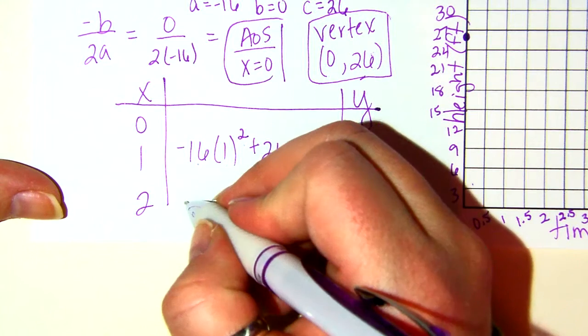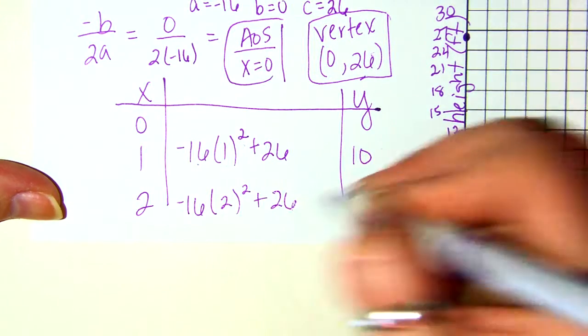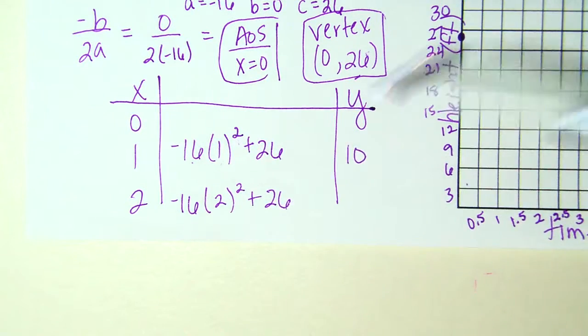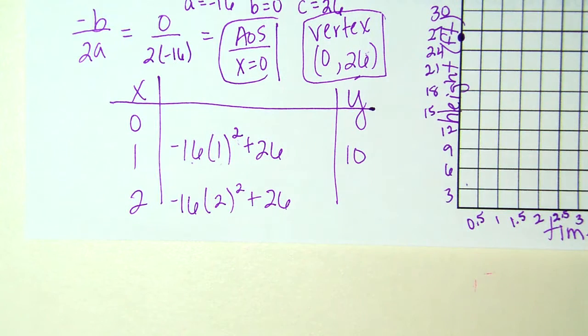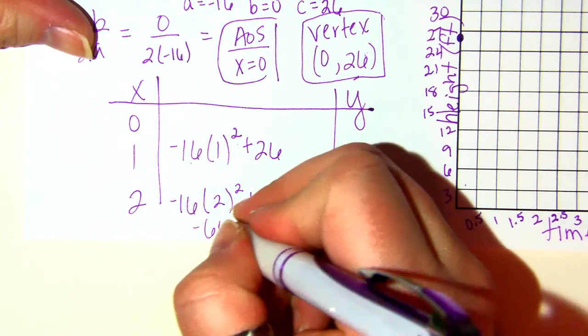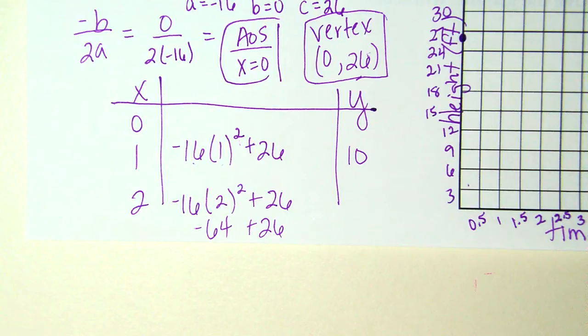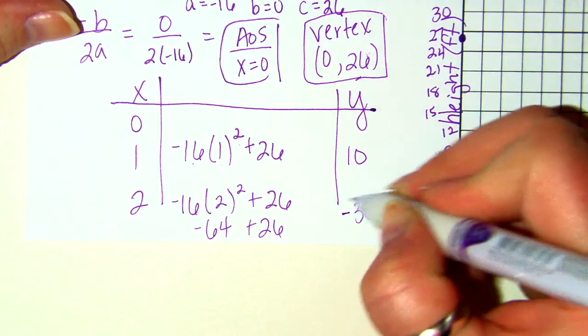And then plug in 2. Okay, 2 squared is 4 times negative 16 is negative 64 plus 26. So that would be negative 38.